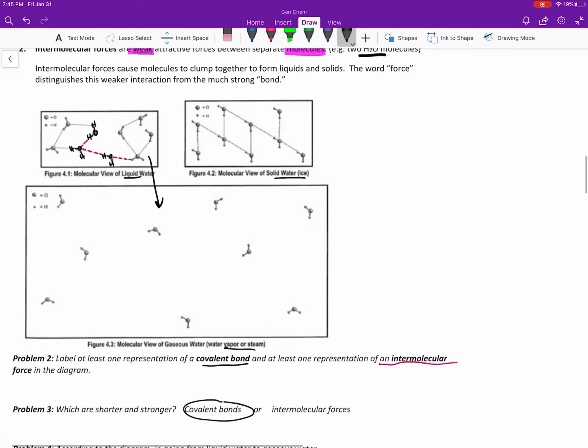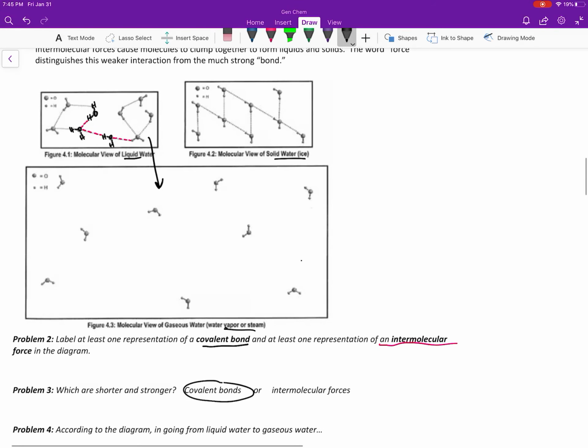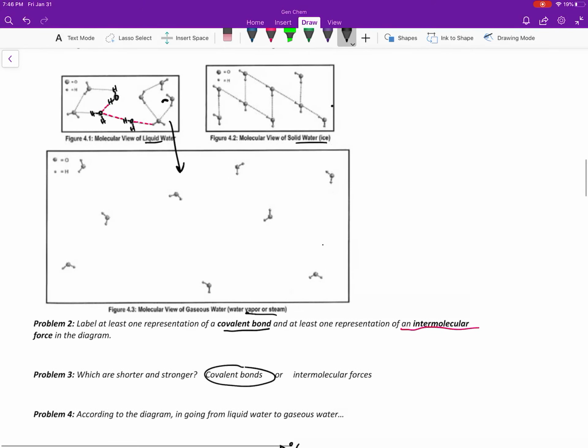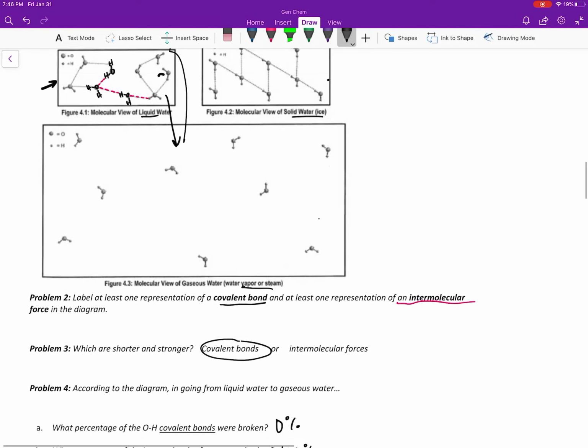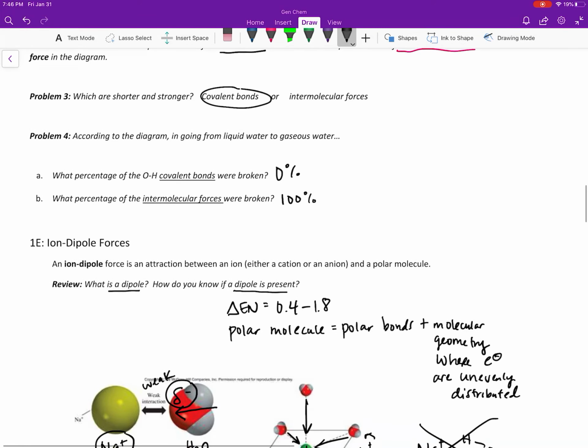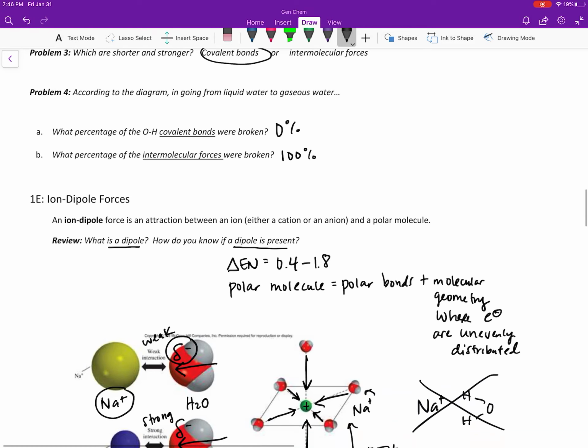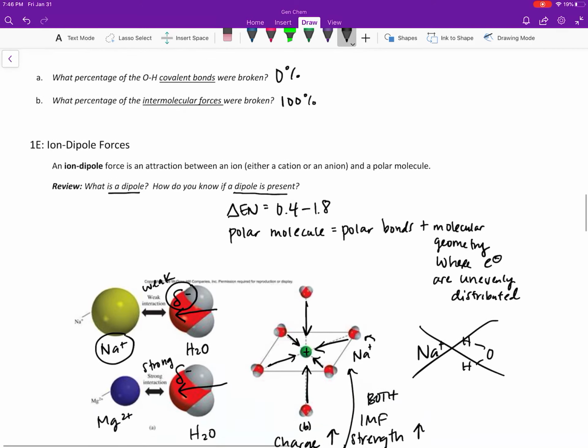So then we looked at this diagram where we had gas, liquid, and solid, and we talked about how we are breaking only intermolecular forces as we go from picture to picture. We are not breaking any of the covalent bonds at all, because this is consistent with a phase change, which is a physical change and not a chemical change by breaking the bonds.